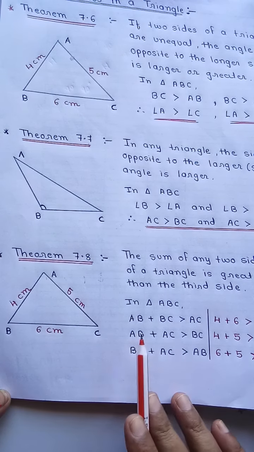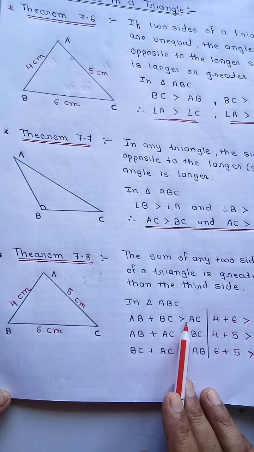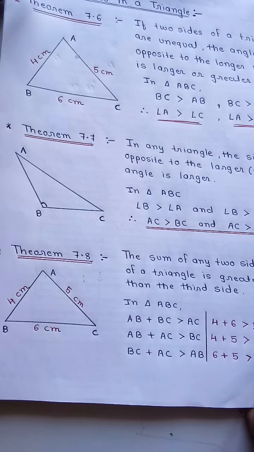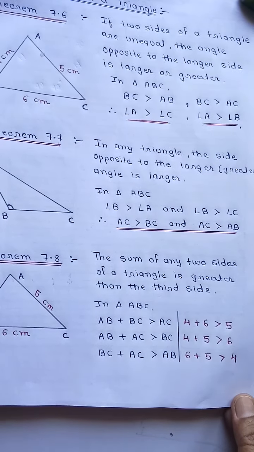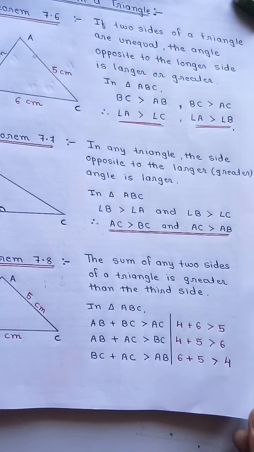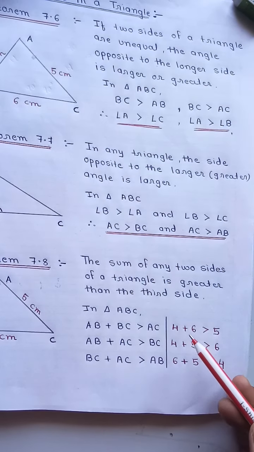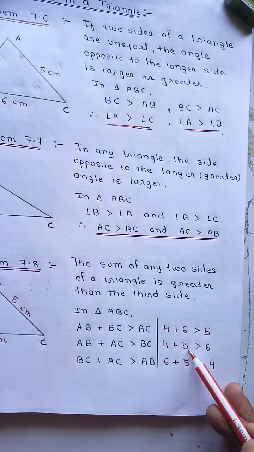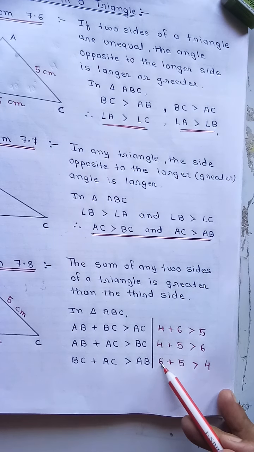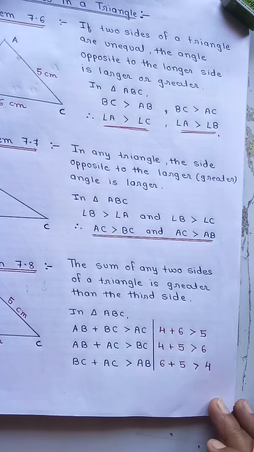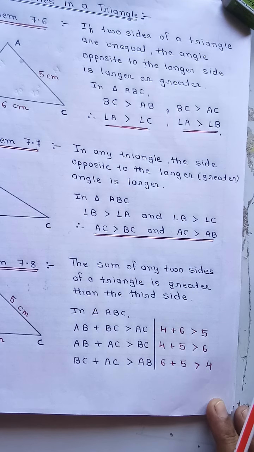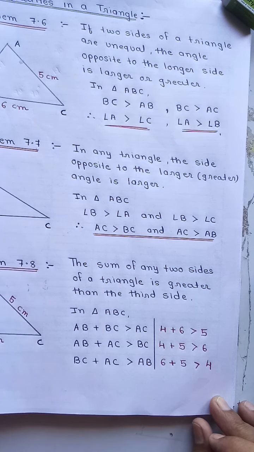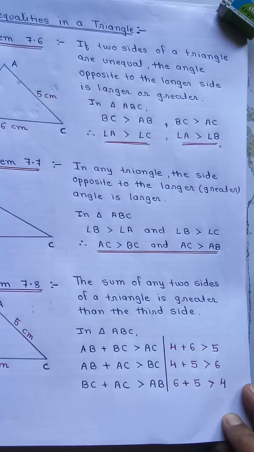So that is AB plus BC is greater than AC. AB plus AC is greater than BC and BC plus AC is greater than AB. That is 4 plus 6 greater than 5, 4 plus 5 greater than 6 and 6 plus 5 is greater than 4. So this is theorem 7.8. This everything you have to write in your classwork notebook properly.